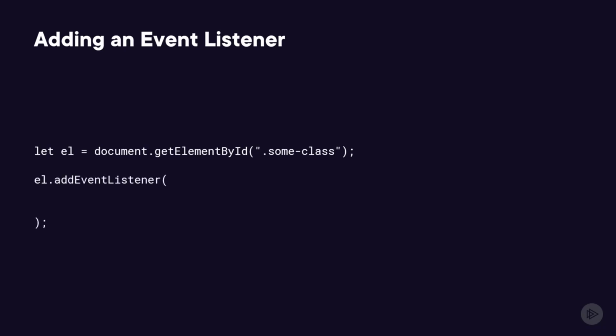And then we call addEventListener. At minimum, that method expects two arguments. The first one is the name of the event.